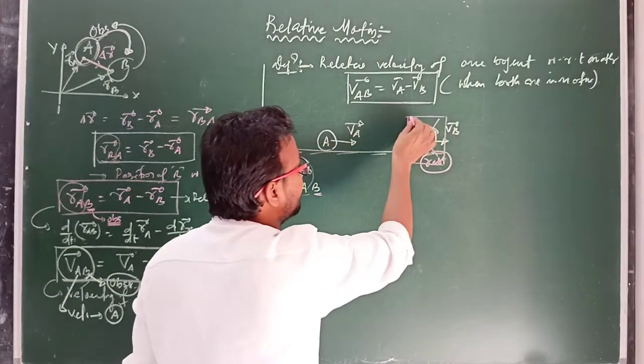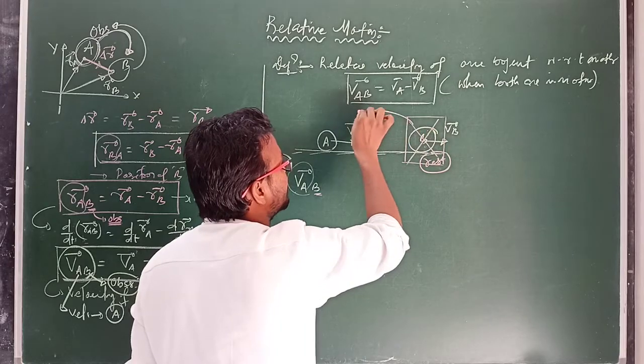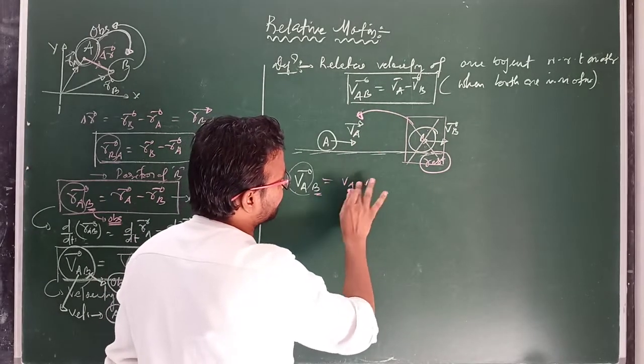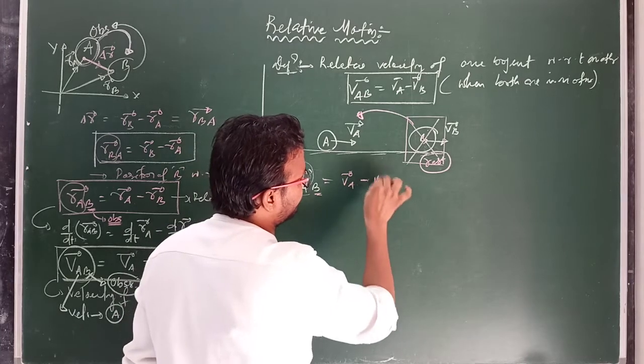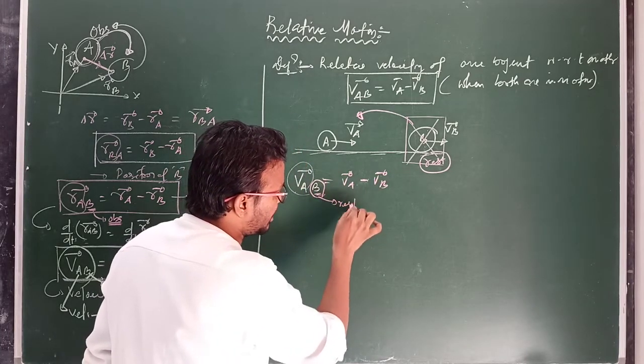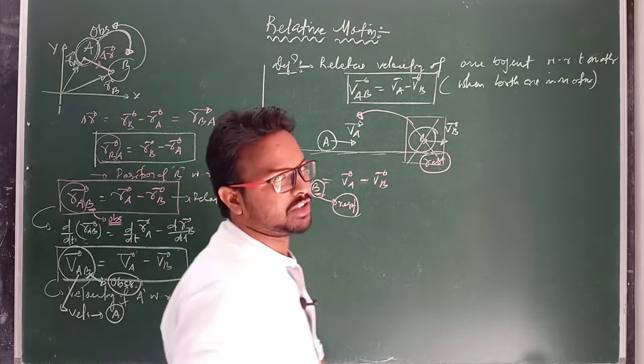Now we have to observe the motion of A from here, and this relation can be written as VA vector minus VB vector. It means we have to take B as at rest; the frame where the observer is, we have to take that as at rest.